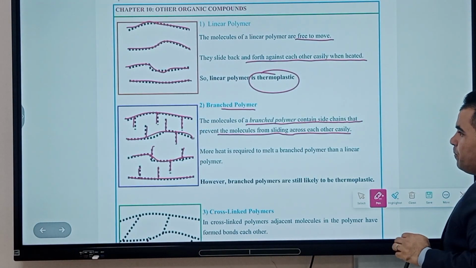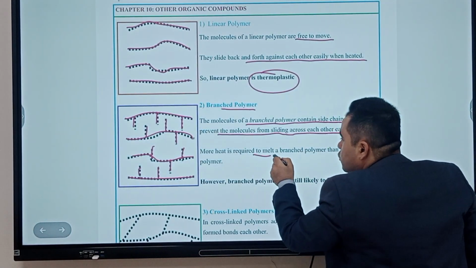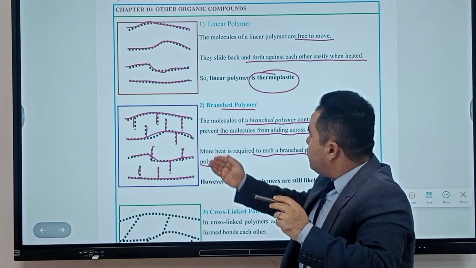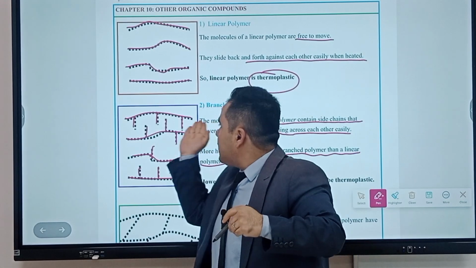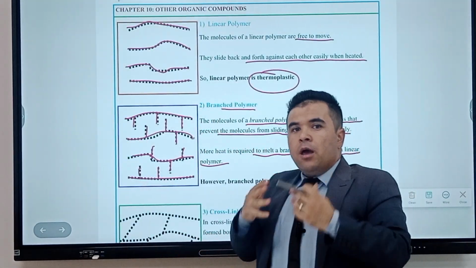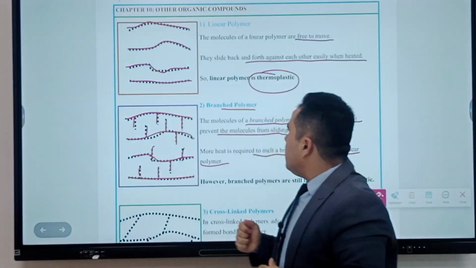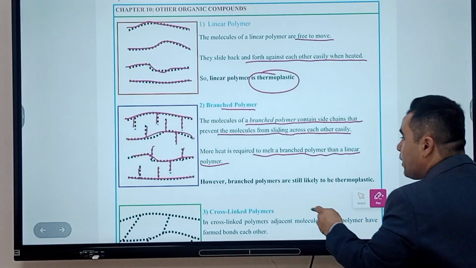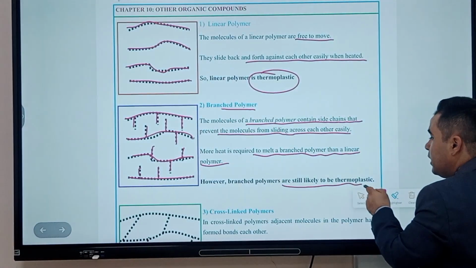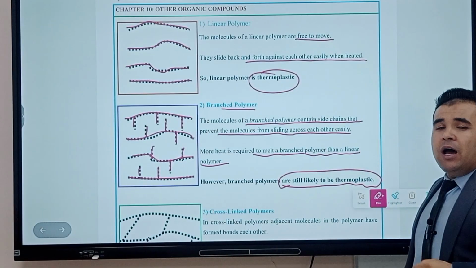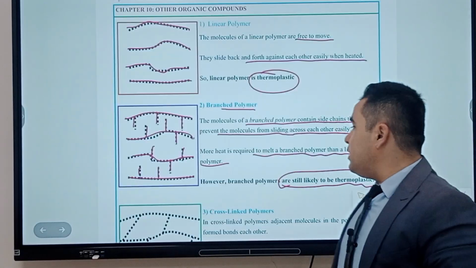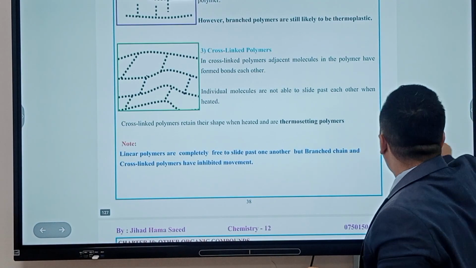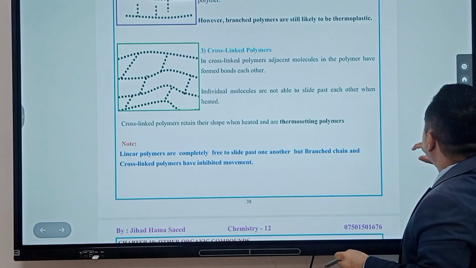More heat is required to melt a branched polymer than a linear polymer. We have to provide more heat in order to break down the branches and then melt this branched polymer compared to the linear polymer. However, branched polymers are still more likely to be thermoplastic than thermosetting polymers, because we can melt them by providing a higher amount of heat.